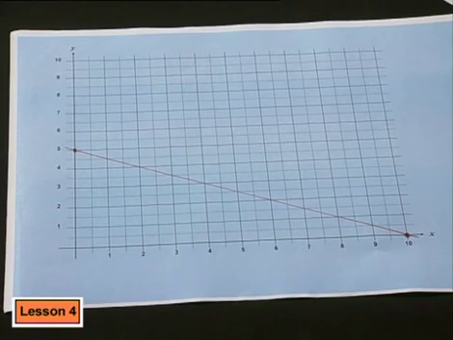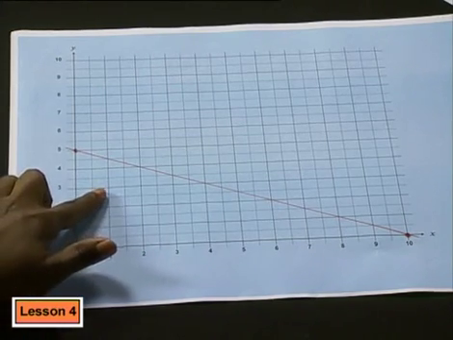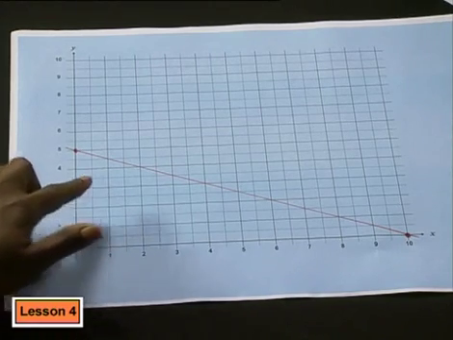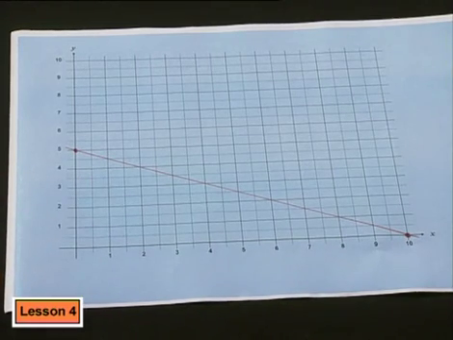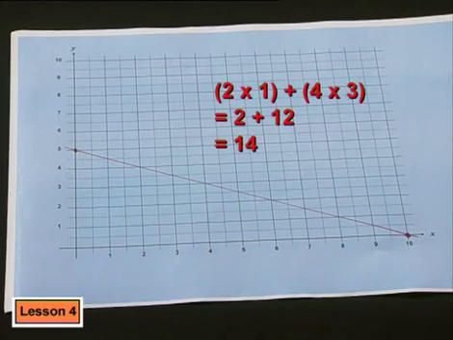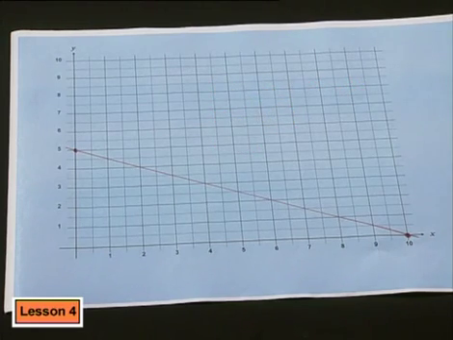How about this point, where x is 1 and y is 3? If I substitute that into the inequality, I get 2 times 1 is 2, plus 4 times 3 is 12. 2 plus 12 is 14. 14 is less than 20. So this point does not satisfy the inequality. I guess the points on the other side of the line are the ones that will satisfy the inequality.